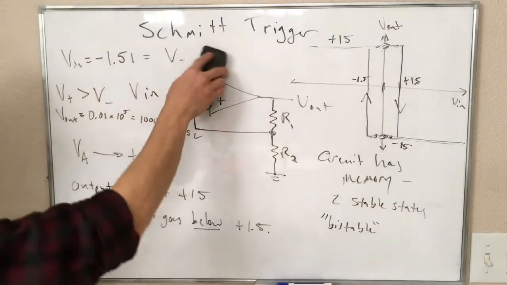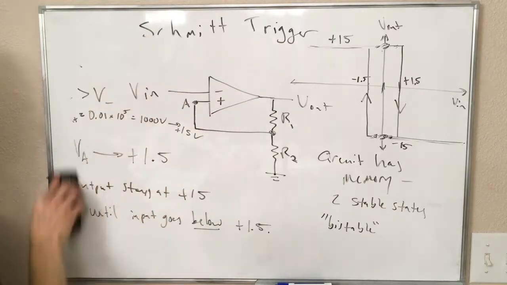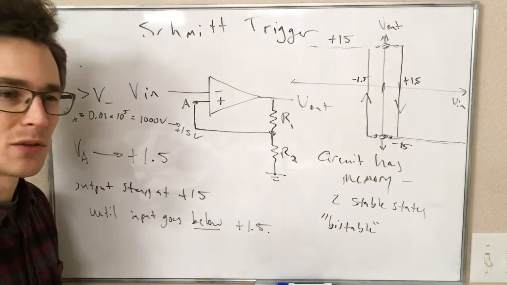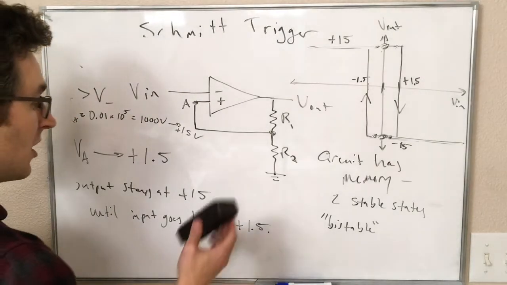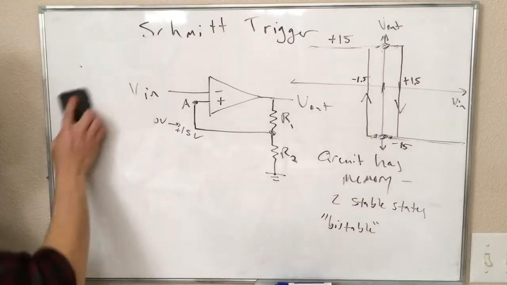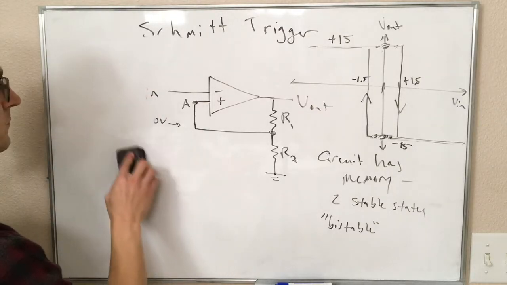Cool, so the Schmitt trigger. Now it has memory. This is not how we actually store information on computers though. This is not terribly useful for that. There are much, much better ways of doing this, but this is a useful circuit, and here is why.